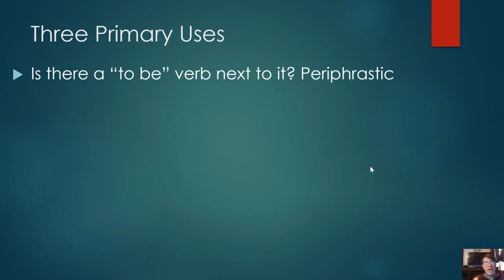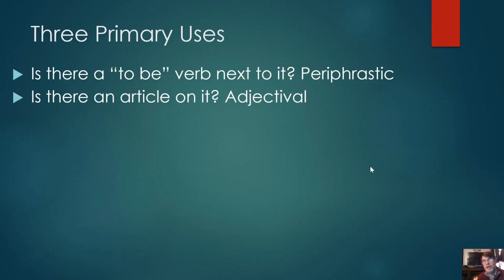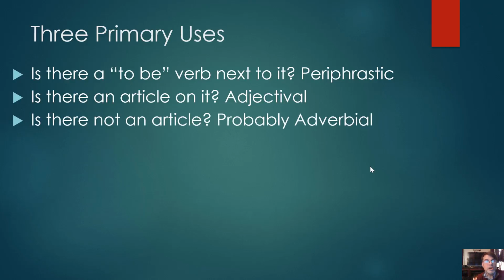First, we ask. These are the three questions I tell students to ask. Is there a to be verb near the participle? If so, then its function is what's called periphrastic. Is there an article on the participle? If so, then it's adjectival. And of course, unfortunately with Greek, sometimes things get separated from their articles, and you have to think, wait a minute, there's an article here. What does it go with? Oh, that's four words away. But anyway, if there's an article that goes with it, it's adjectival. If there isn't an article that goes with it, it's probably adverbial.